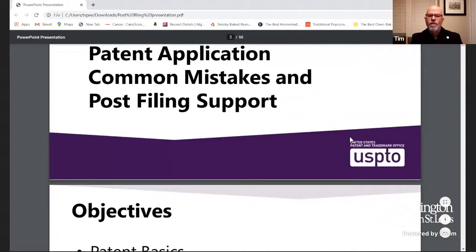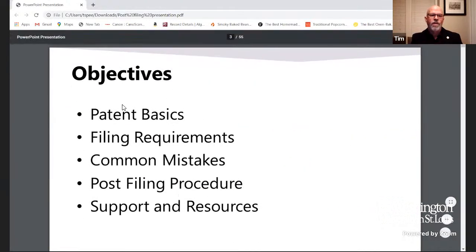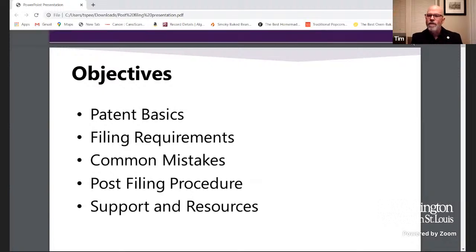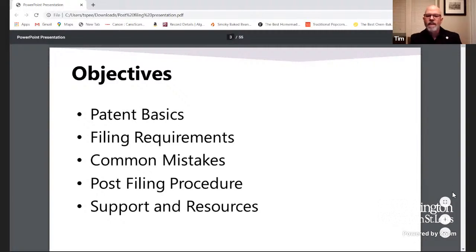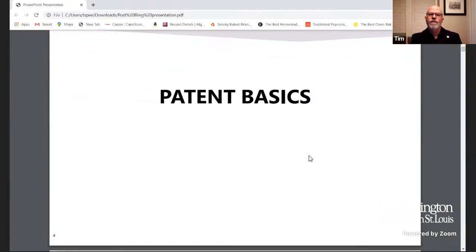So this is going to be sort of a couple of things. Our objectives are going to be, we're going to talk about some of the basics of patents. We're going to talk about what the filing requirements are when you get ready to file your application, some common mistakes we see. What's the procedure? I file my application and then what happens? And then we're going to talk again about some other resources that the office has available.